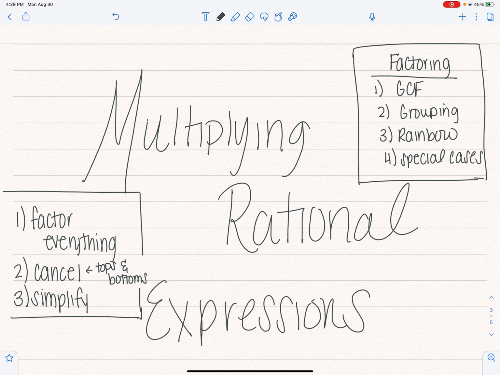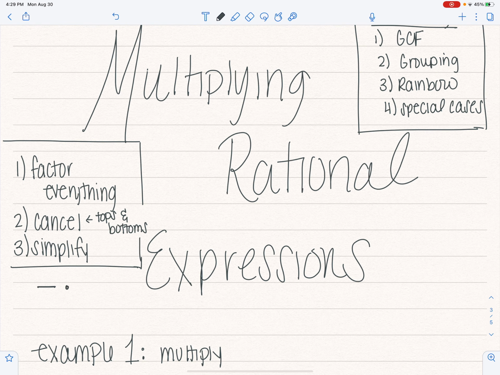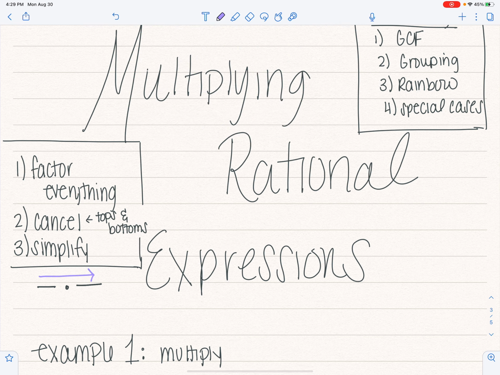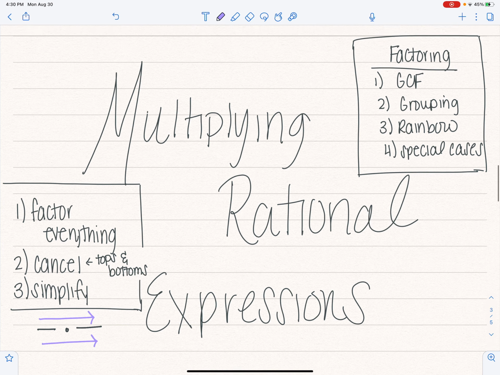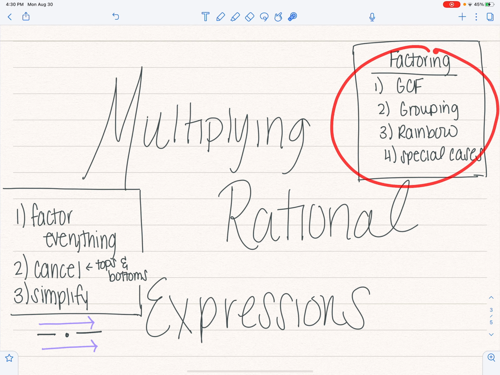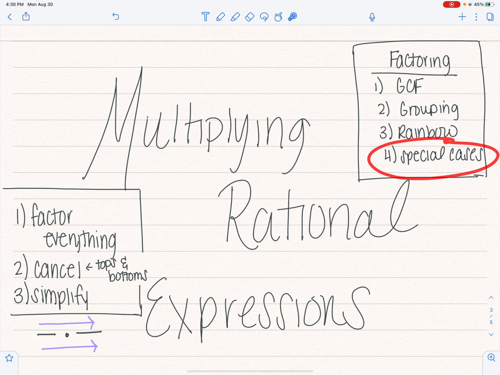Since we are multiplying, you're going to have a fraction times a fraction. Our property says that you can multiply straight across the top and straight across the bottom. We'll see that in all the examples, but that's what I mean when I say simplify. Another way you could say that is multiply. Again, your factoring methods are over here: factor out a GCF, factor by grouping, factor by rainbow. This last one is your sum and difference of cubes and difference of squares. Those are all of our special cases.